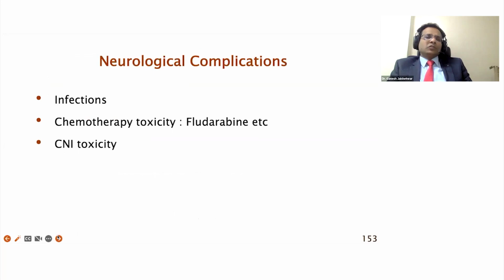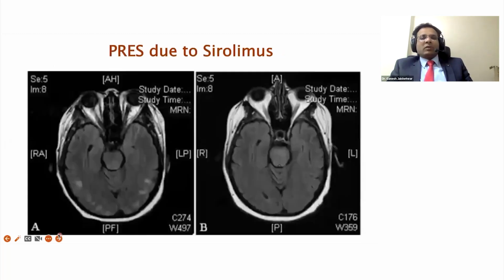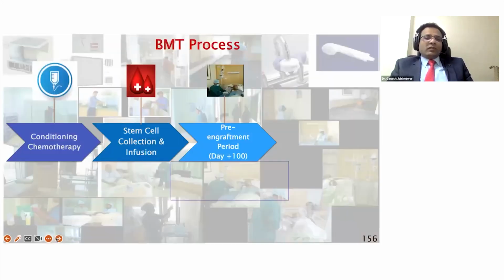Neurological complications, common issues: infections, chemotherapy toxicity like fludarabine and CNI toxicity, and various drug toxicities, mostly the GVHD drugs like CNI, sirolimus, and methotrexate, mostly renal dysfunction, hypertension, neuro side effects. For sirolimus, myelosuppression, hypertriglyceridemia, hypercholesterolemia. And for mycophenolate, GI symptoms are common. Again, this is one case of posterior reversible encephalopathy due to CNI sirolimus. And this is the typical picture. So manage with the withdrawal of the drug and supportive care.